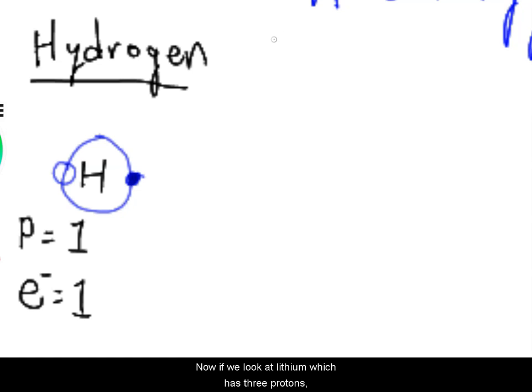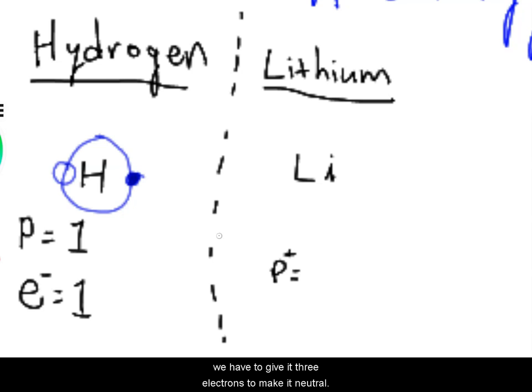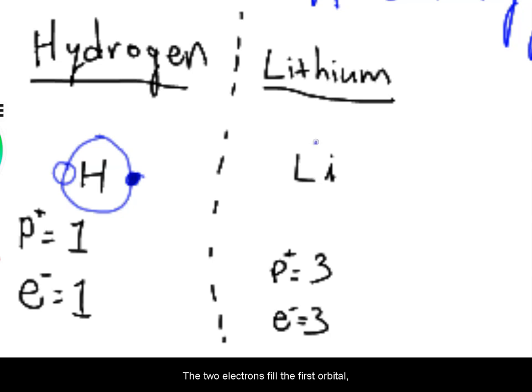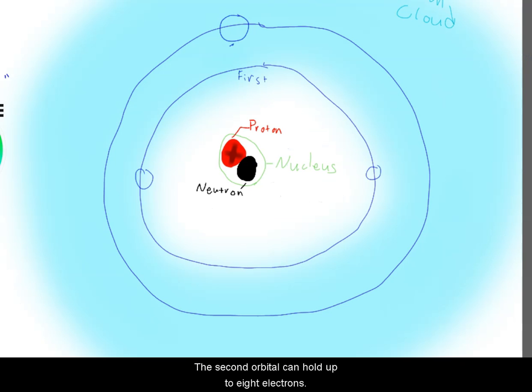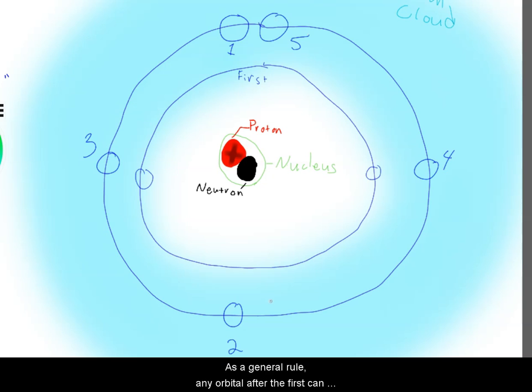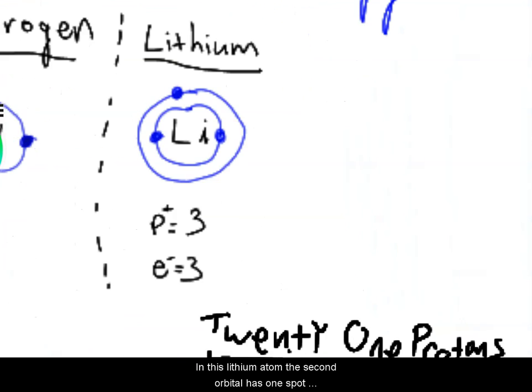Here, you see in the first orbital, 1 opening is filled by our 1 electron, and the other one is empty. Now, if we look at lithium, which has 3 protons, we have to give it 3 electrons to make it neutral. The 2 electrons fill the first orbital, meaning we need to start a new orbital for electron number 3. The second orbital can hold up to 8 electrons. As a general rule, any orbital after the first can hold up to 8 electrons. In this lithium atom, the second orbital has 1 spot filled and 7 open.